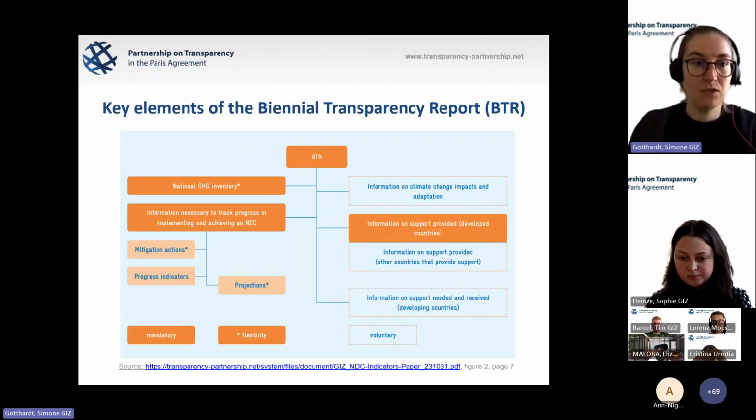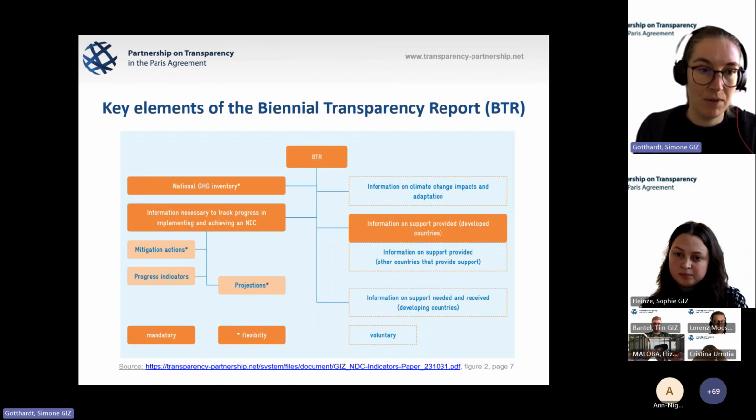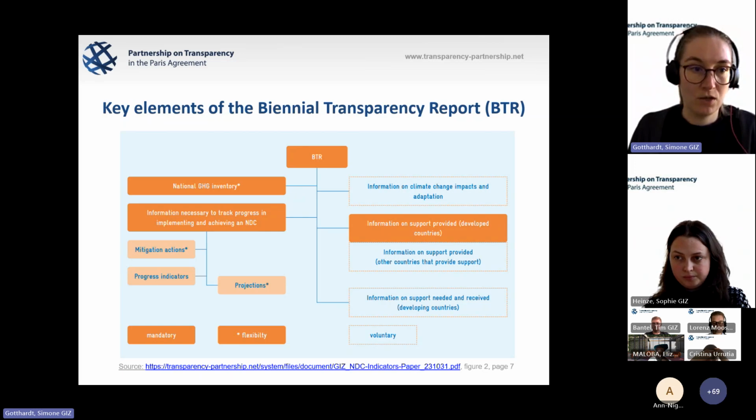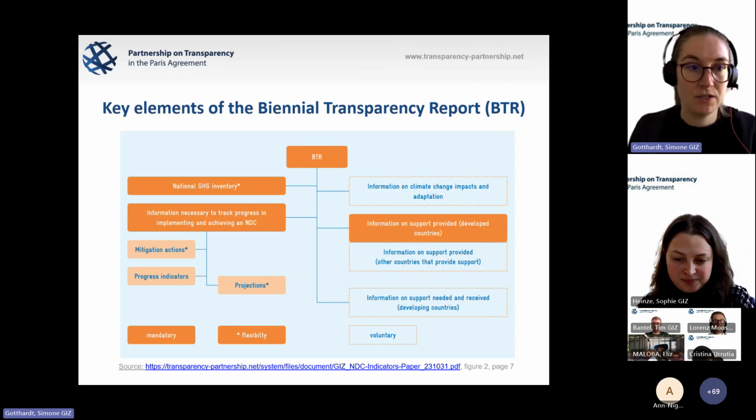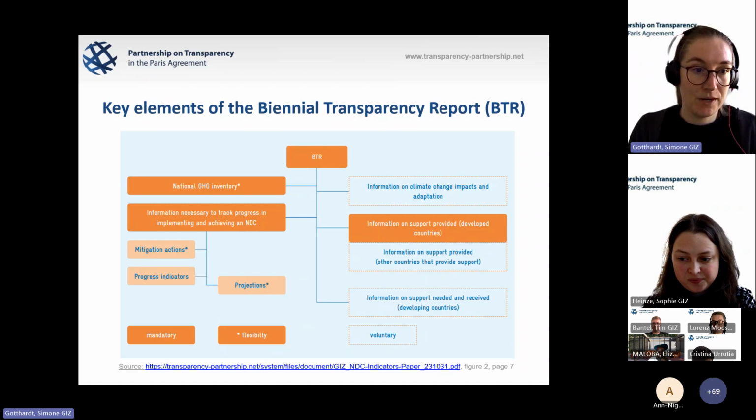And just below this national GHG inventory mandatory element, you can see that it's also mandatory to report on information necessary to track progress in implementing and achieving an NDC. And for that, we need progress indicators to actually be able to track progress. So having said that national GHG inventories and also tracking progress are mandatory elements of the biannual transparency report, this is the reason why we are today focusing on these two topics.